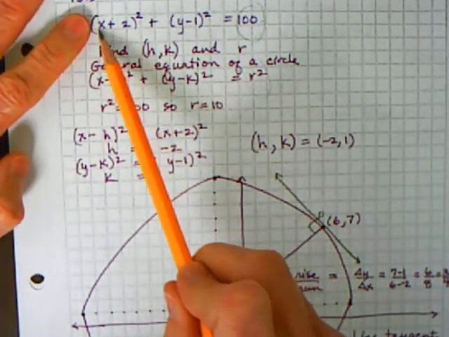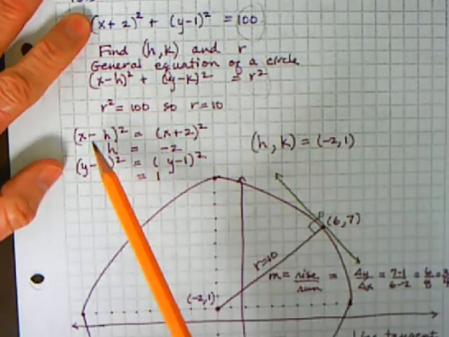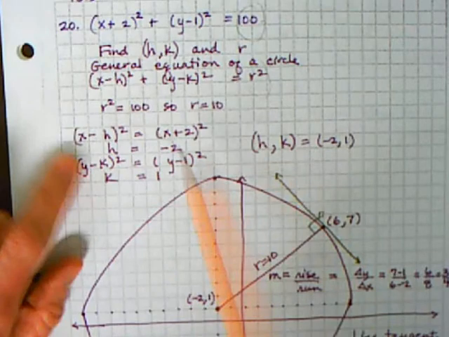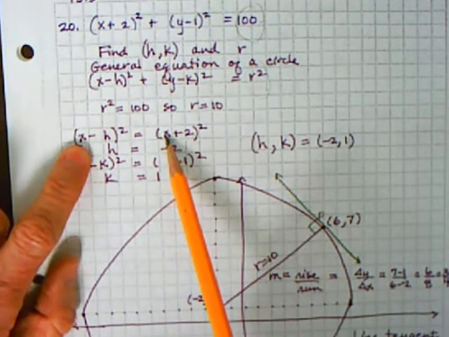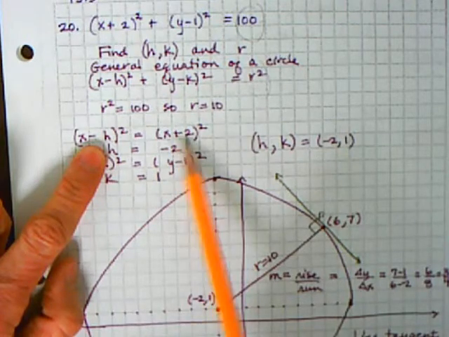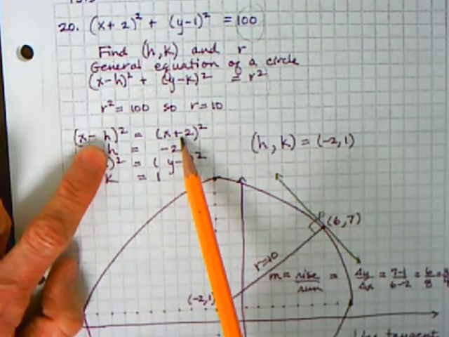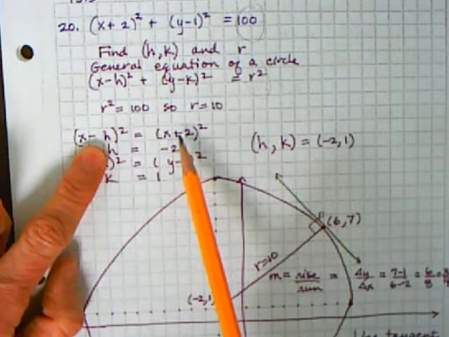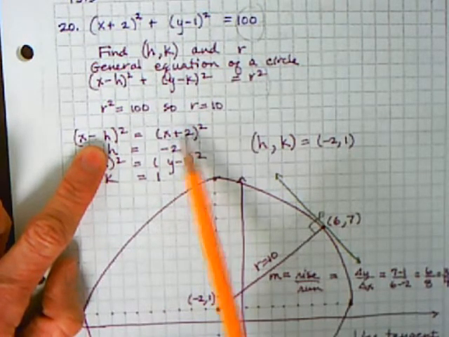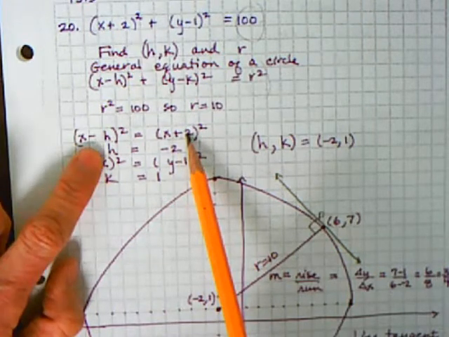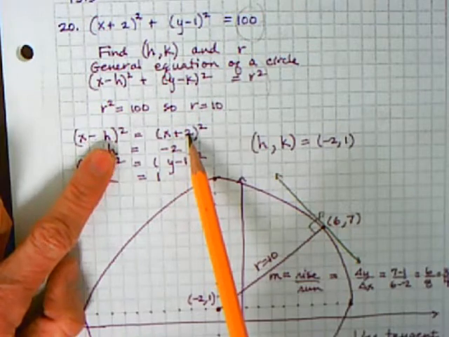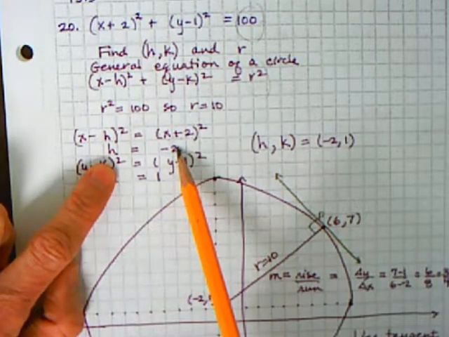Now, I know that (x + 2) quantity squared is the x minus h part of the equation. So looking at this, I have x, here I have a plus, here I have a minus. I need to figure out a way to make it fit this pattern. And I know that a minus a negative gives me a positive. So really what this means is x minus a negative 2. So h has to equal negative 2.